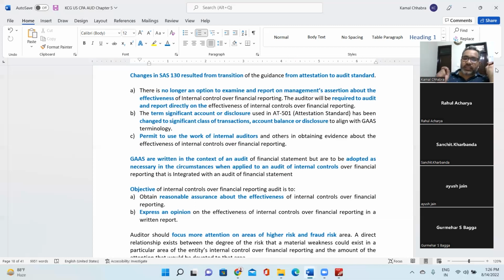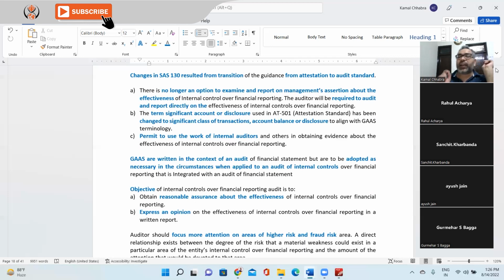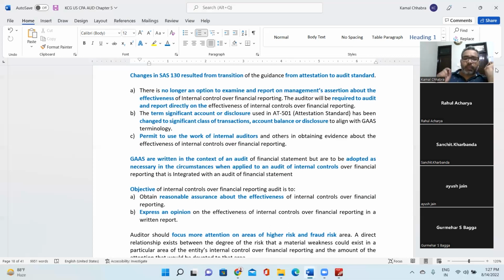Second, the term significant account or disclosure used in the attestation standard has been changed to significant class of transaction, account balance, and disclosure to align with the GAS terminology. So this is a terminology change from attestation standard to audit standard. Third, it permits use of the work of internal auditors and others in obtaining evidence about the effectiveness of internal control over financial reporting. In the attestation standard, you are not supposed to use the internal auditor's work, but in an auditing engagement, you can use the work of internal auditors, which we have discussed in chapter 4 in detail.